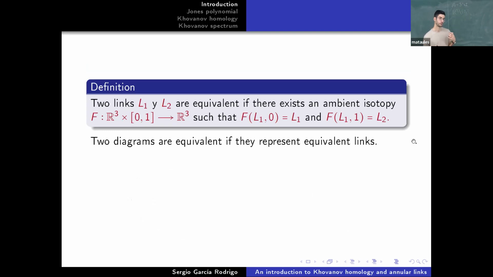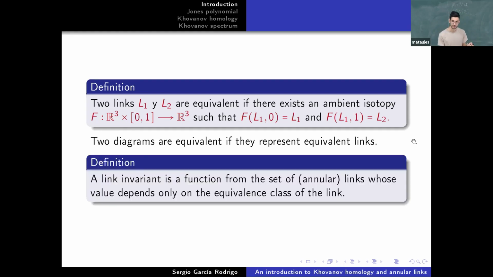Then we also need a notion of equivalence between knots. We'll say that two knots are equivalent if there is an ambient isotopy that transforms one knot into another. It's this thing right here. And if we change R3 for the thickened annulus, we get the notion of equivalence of annular links. And we say that two diagrams are equivalent if the knots they represent are equivalent.